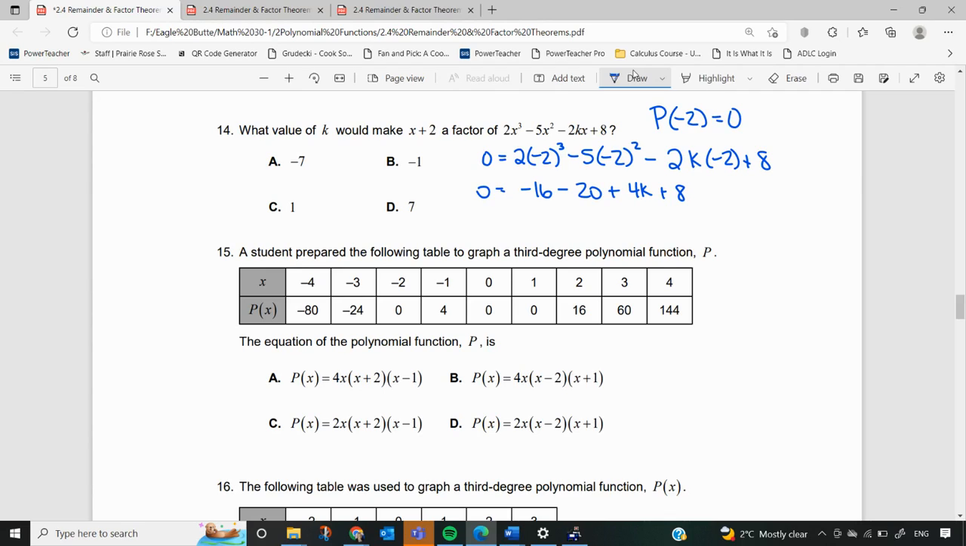Now, when we simplify that, we're going to have 0 = −16 − 20 + 8. So negative 36 plus 8 gives us negative 28, plus 4k. Moving over the 28, we're going to have 28 = 4k. Divide by 4, and k equals 7.